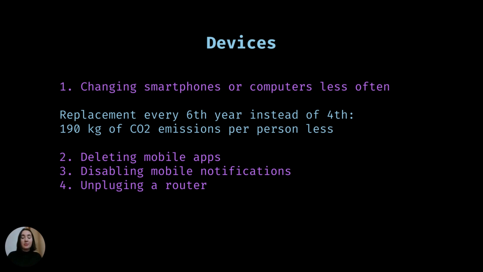You could also delete some mobile apps that you don't use, or even now you can disable some mobile notifications that bug you and that you don't read anymore. And from time to time, you could also unplug your router for the whole night.